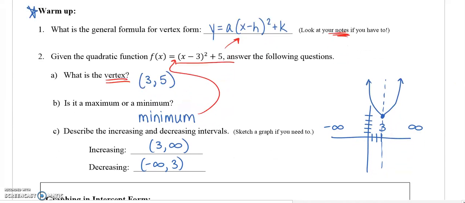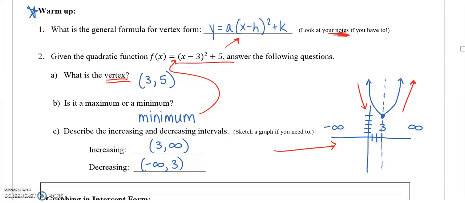Now, the increasing, decreasing, you might have wanted to draw a picture, because that would be a tough one to do in your head. So that's why I drew my picture over here on the right. And that kind of helped me to figure out which way it was decreasing versus increasing. Alright, well, that's just a little review on what we did yesterday. Hopefully that stuff is making sense.